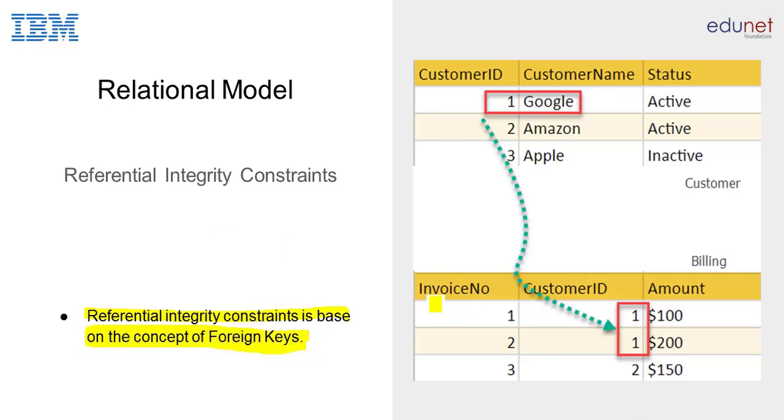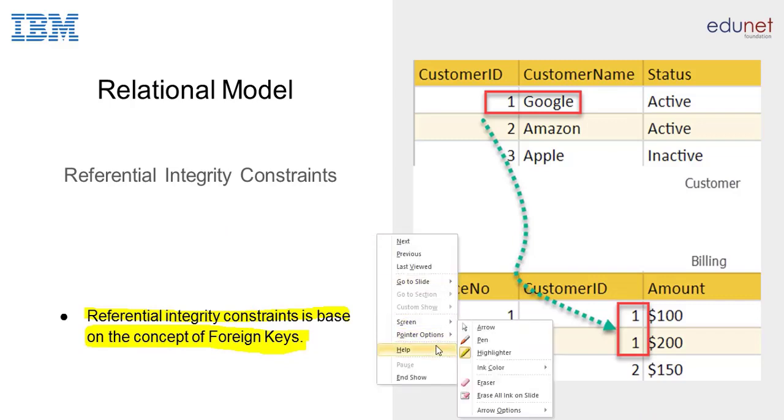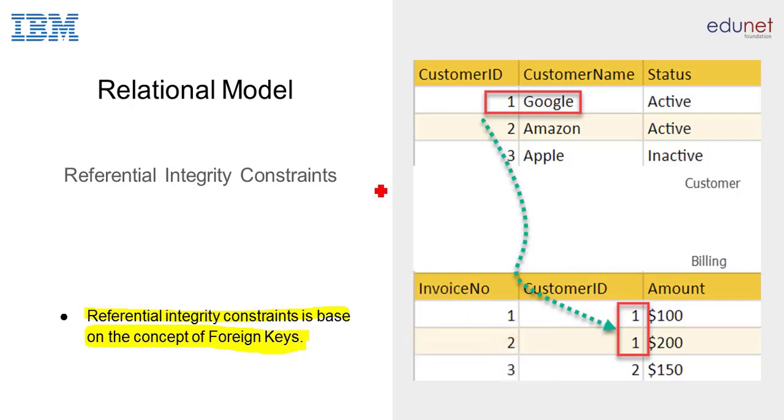So I will choose the pointer. Suppose I have a table called customer. Customer has a customer ID, the second attribute is customer name, and the third is status. These are the three columns, and we call them the three attributes. I have a second table, billing. Inside billing, first I have invoice number, then customer ID, and third I have amount.